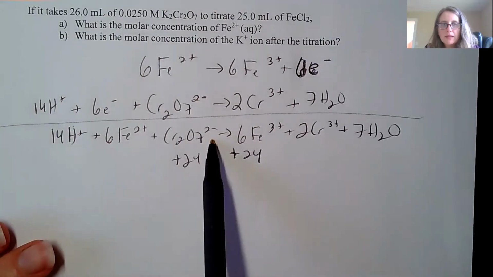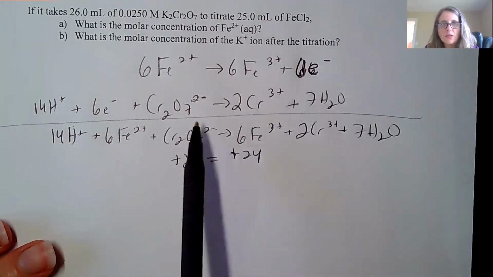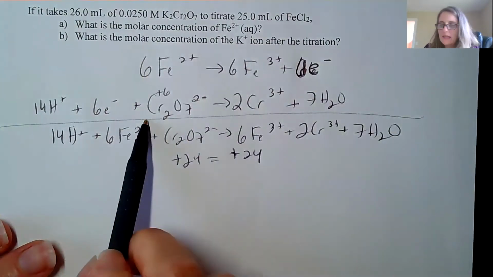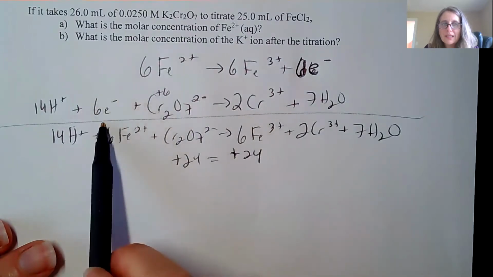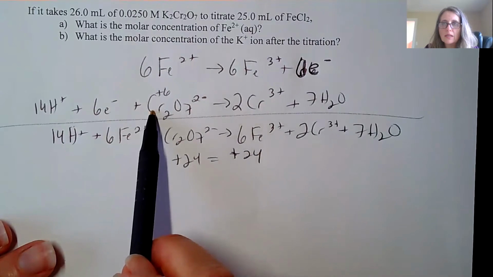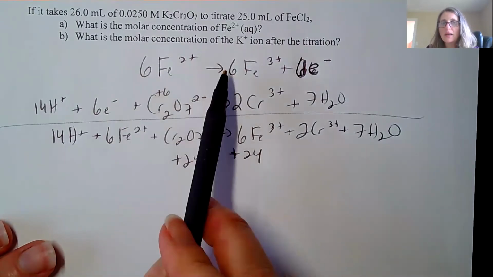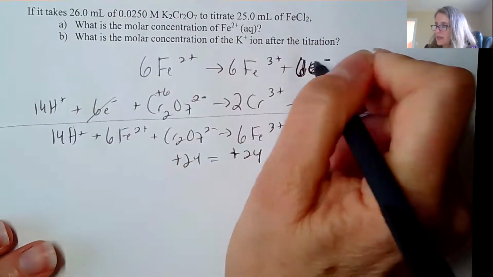So here is the balanced equation down here, and they add up to a plus 24 on either side. So the chromium is a plus 6 state in the dichromate, and it goes to plus 3. So the reason there are 6 electrons over here is the fact that there are 2 chromiums. So each chromium is essentially taking on 3 electrons. So that's why it is 6. And that is why this above equation needed to be multiplied by 6. So then the electrons cancel that way.